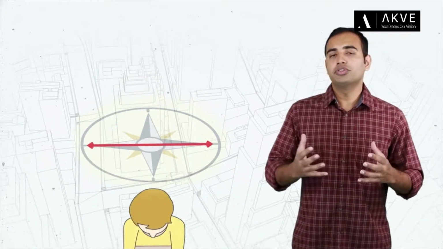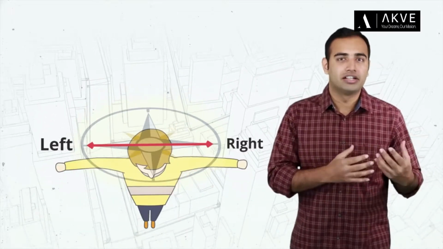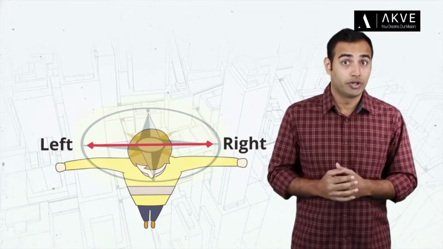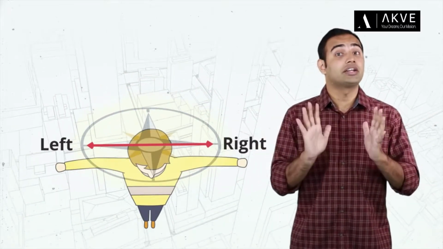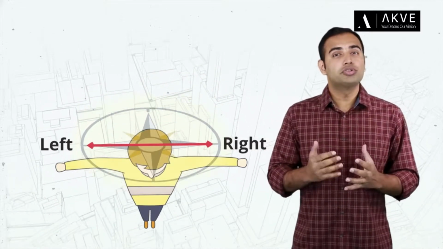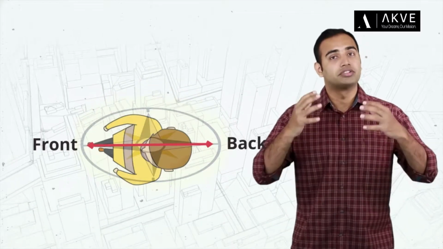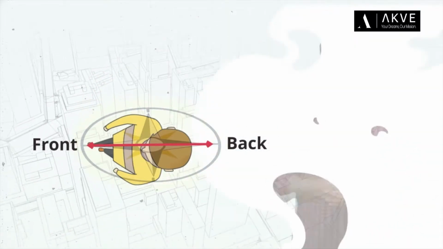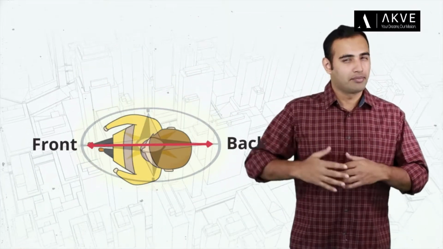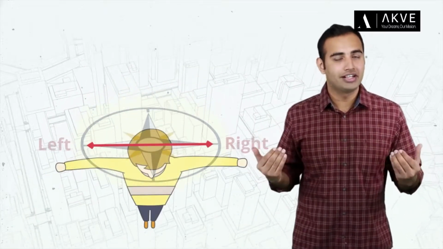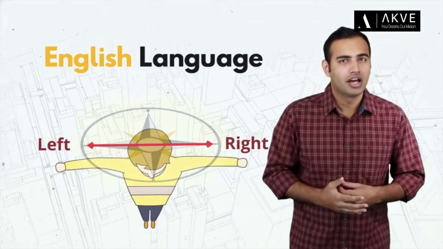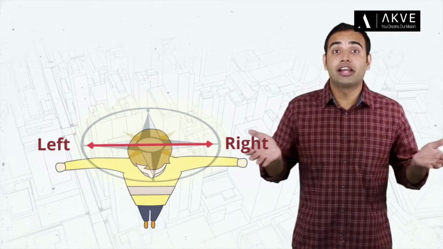Well, you see, we often use the terms left and right depending on how a person is facing to express the two directions along a straight line. Similarly, we also use the terms back and forward, once again depending on how a person is facing on a straight line. Now, all these words like back, forward, left, and right are English language words, and they serve us well in our day-to-day lives.